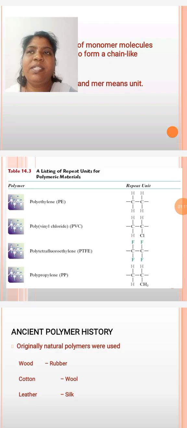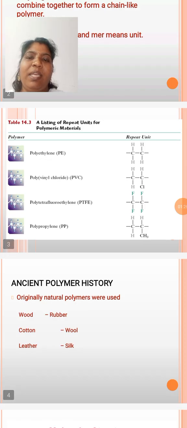From the name itself we can say poly means many and mer means unit. So when many units combine together to form a big giant molecule with a chain-like structure, you call it a polymer. There are different examples: polyethylene, polyvinyl chloride, polytetrafluoroethylene, polypropylene. Like that, you have different examples of polymers.